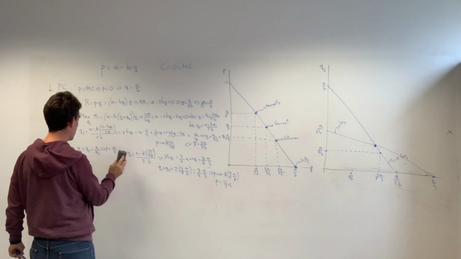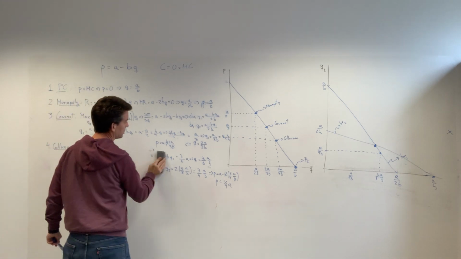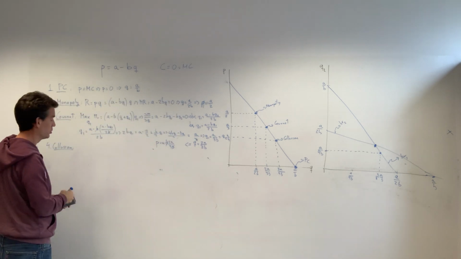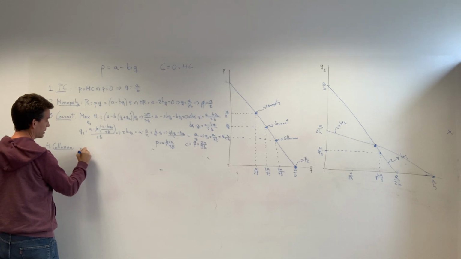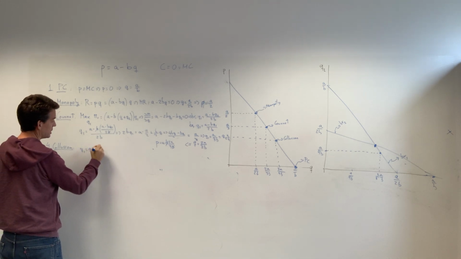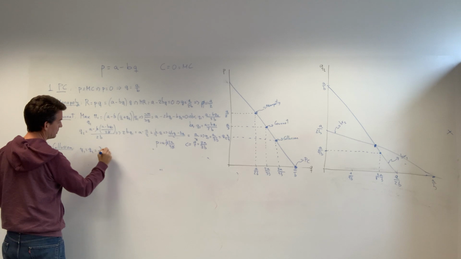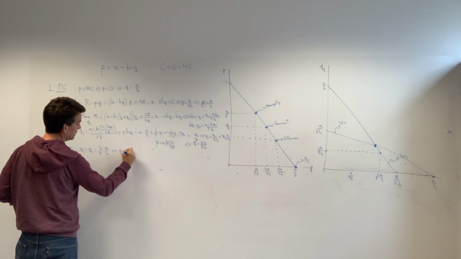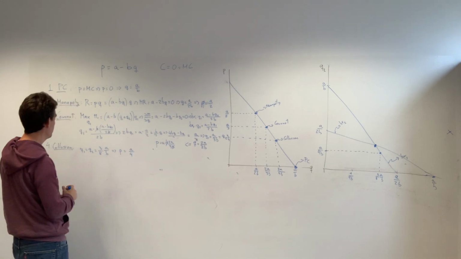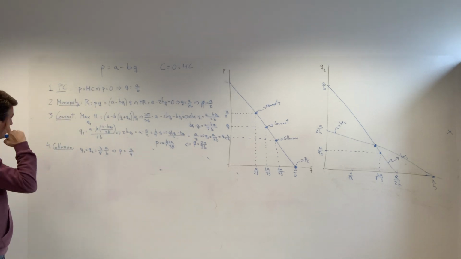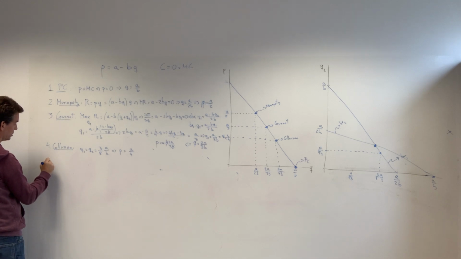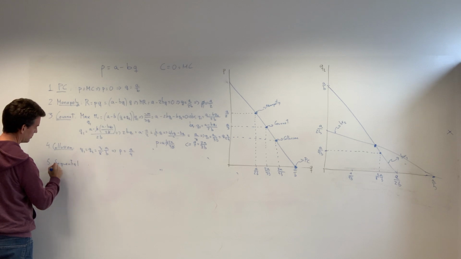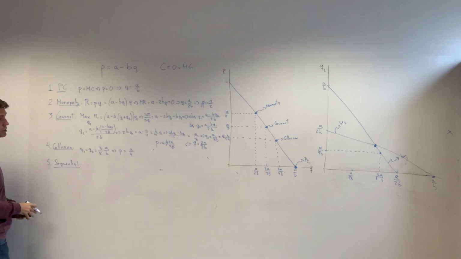Let me write it here. Let me delete all this, such that we just keep on the whiteboard the result, which is quantity 1 equals quantity 2, which equals 3/8 of A divided by B, and the price equals A divided by 4. Okay? Now, what else we could do? Well, we could also look at sequential competition. Okay? What would be the result of sequential competition?